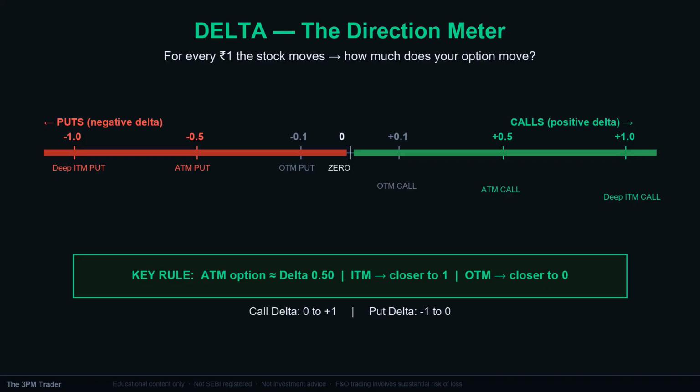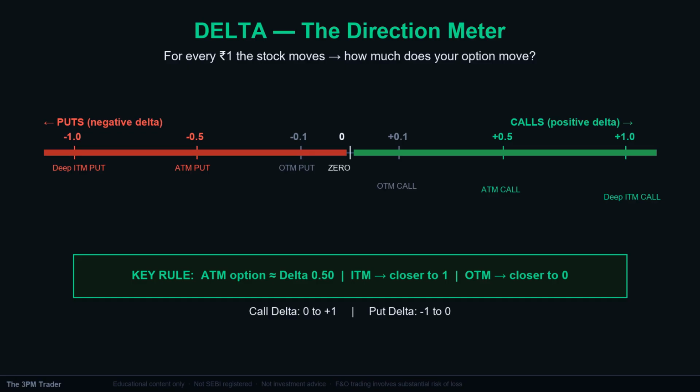Delta is simply this. For every 1 rupee the underlying moves, how much does your option move? Call options have a delta between 0 and 1. Put options between -1 and 0. An at the money call, right at the current market price, has a delta of approximately 0.5. That means for every 100 rupee move in Nifty, your ATM call moves about 50 rupees.